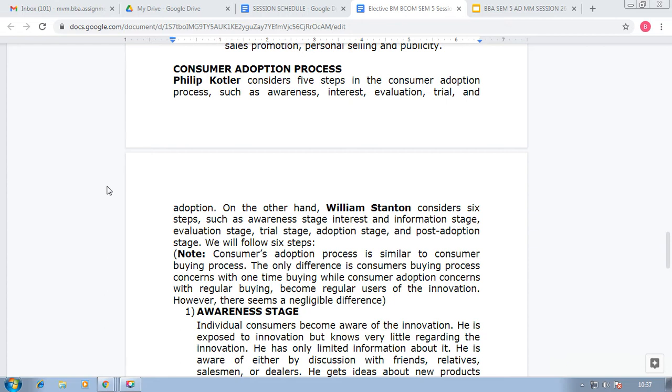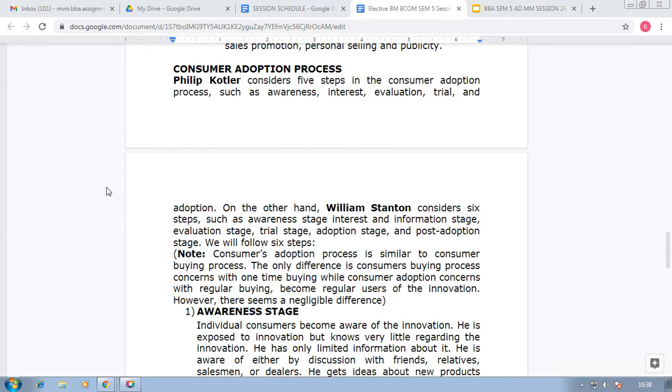If I am going to purchase a car, I'll go to the market. I'll first make myself aware of the available brands of the cars. I'll get information about those brands and alternatives. I'll take an interest, have a test drive, then I'll evaluate different available options, and finally I'll adopt the product. So Kotler, students, and Stanton have described different adoption steps.